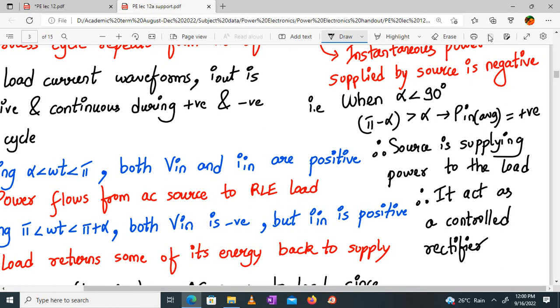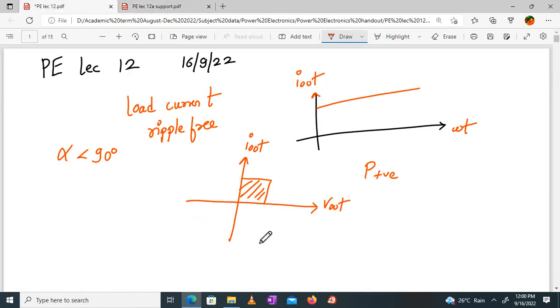Written and draw this small little indicating that P in is positive, right? I mean P out is positive or power is positive. Here we can call it controlled rectifier. Okay, I hope you are understanding the context. It will behave as a controlled rectifier. That means it will convert AC to DC. AC to average DC, right? Pure DC नहीं होता यहाँ पे. But that average value we can control by controlling the firing angle.